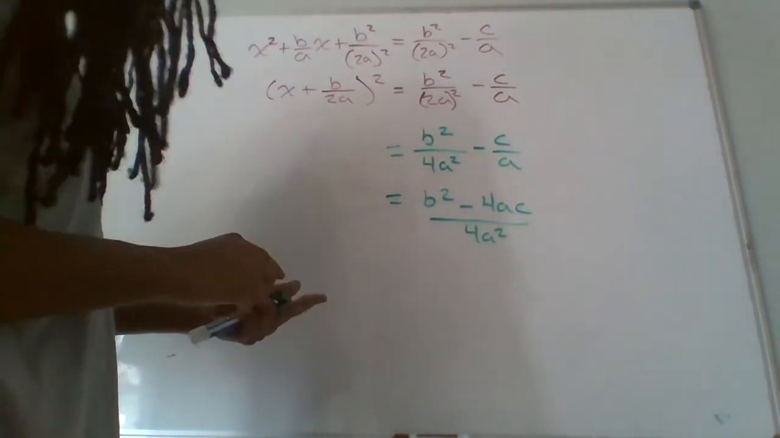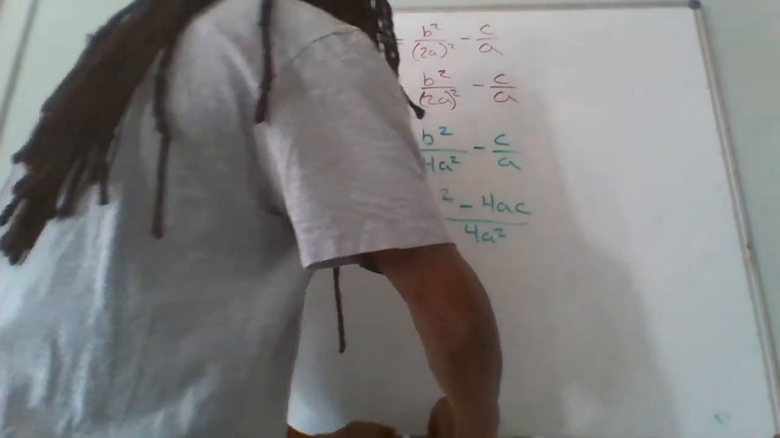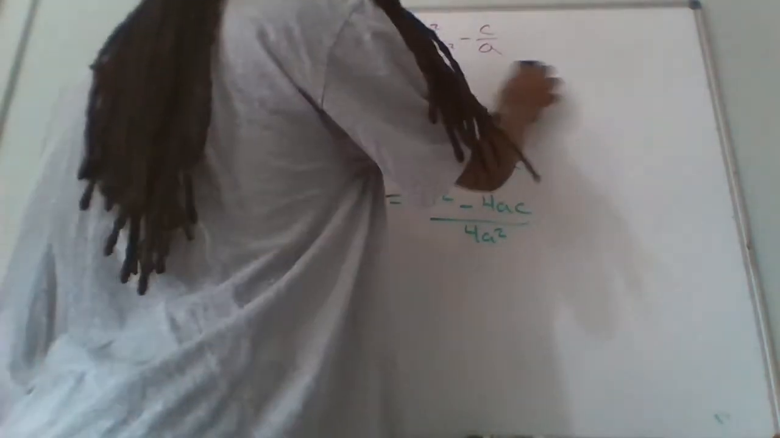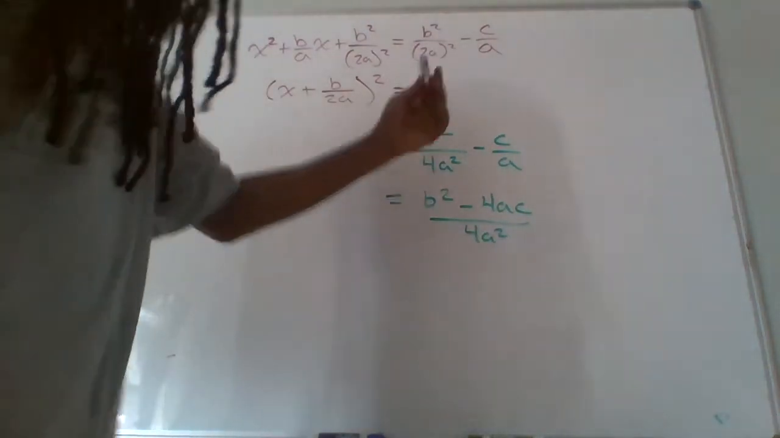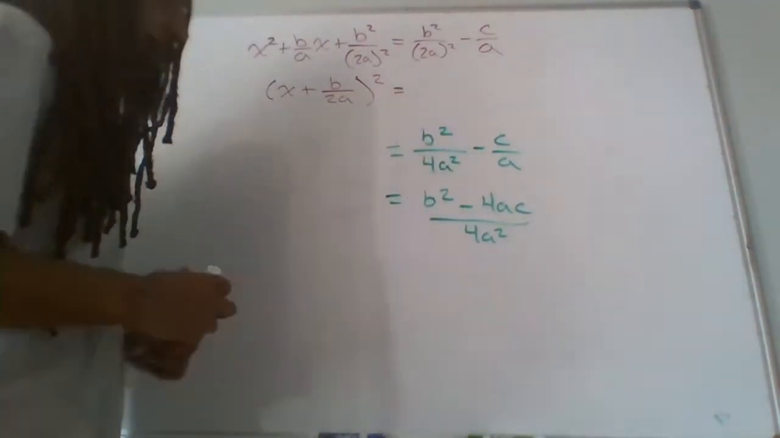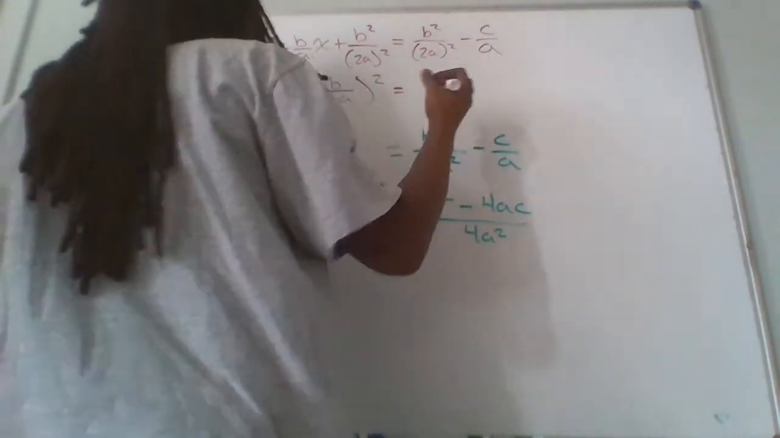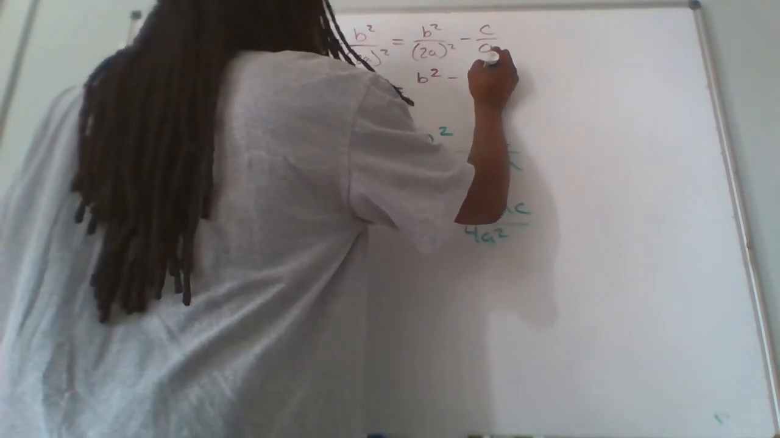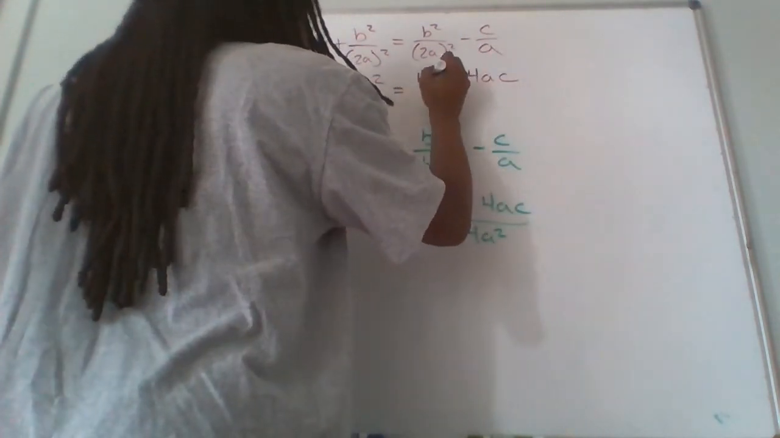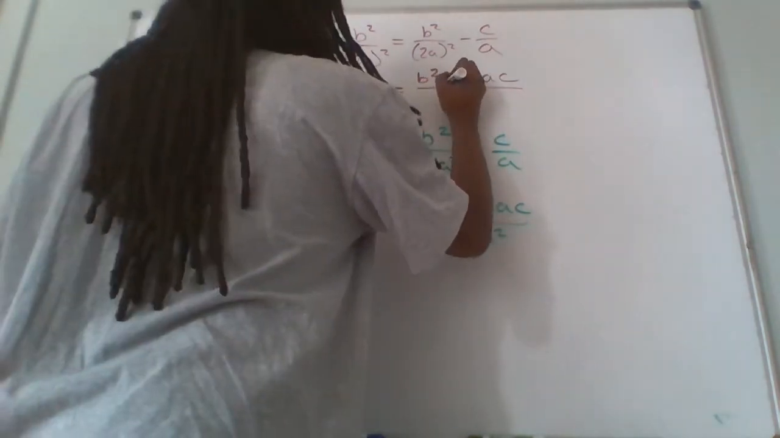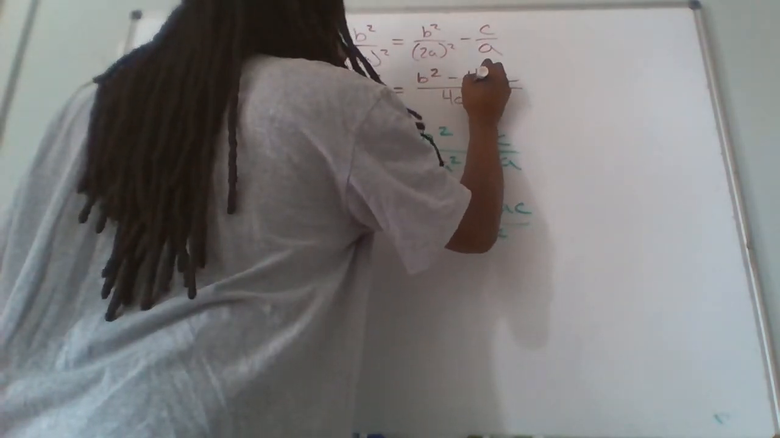Now we're going to go back up and replace what's here in burgundy with what's here. We're going to replace it with burgundy again and continue right along chugging. So we get b squared minus 4ac all over 4a squared.